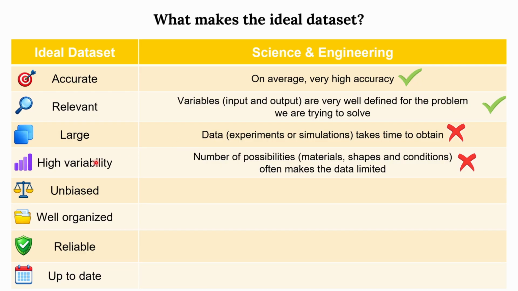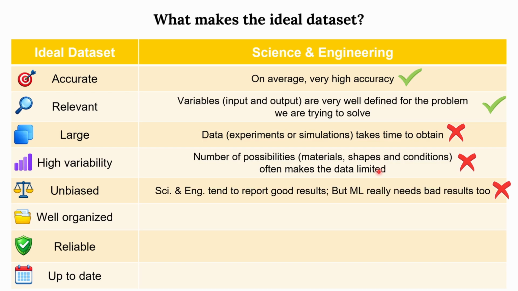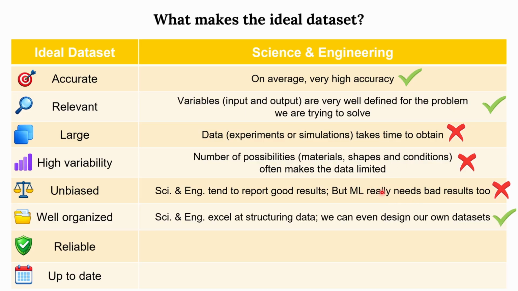In terms of variability, the number of possibilities that can happen in the real world in terms of materials, shapes, conditions, and etc. often makes the data limited. Science and engineering, unfortunately, tends to publish only good results, but machine learning needs the bad results too to distinguish a good example from a bad example in terms of performance.